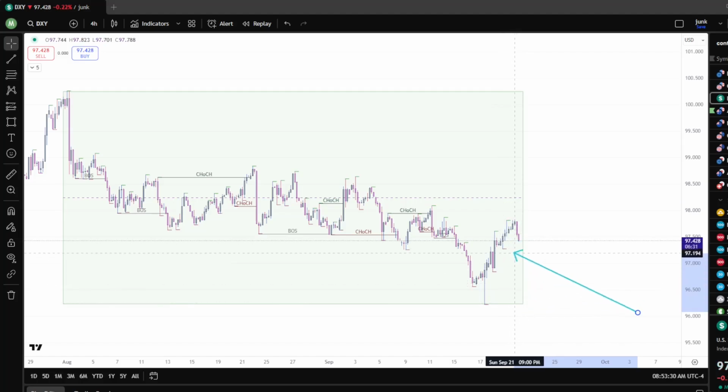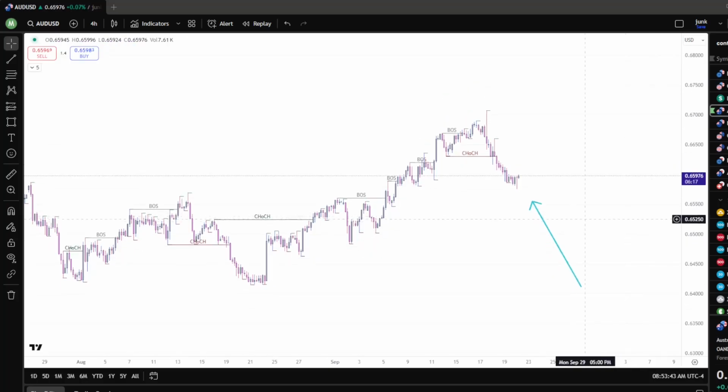But if buyers can push momentum and continue momentum to higher highs, taking out the liquidity sitting over these highs, we're looking to see if this can eventually break past this whole area of consolidation that it has been in. AUD USD, let's go and map out the current range.